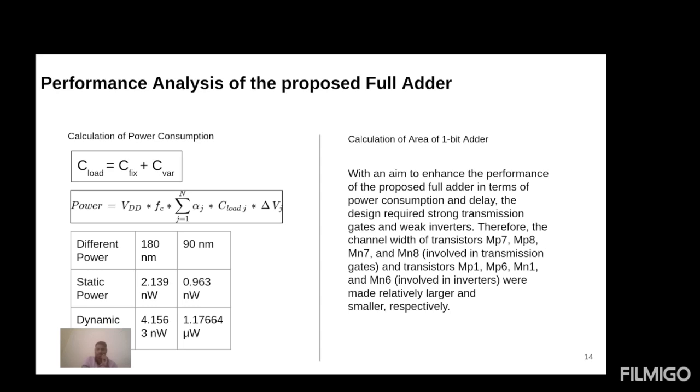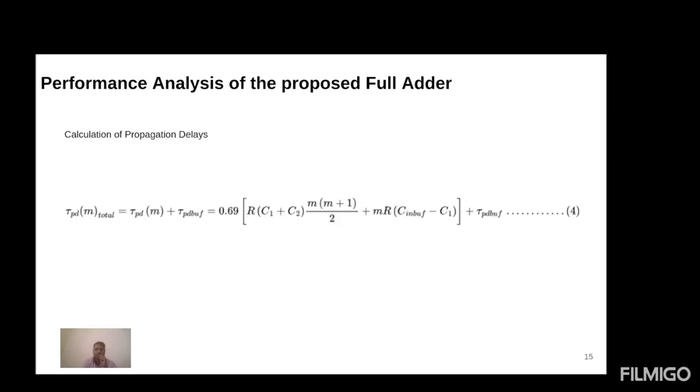So to do this, we have observed that with an aim to enhance the performance of the proposed full adder in terms of power consumption and delay, the design requires strong transmission gates and weak inverters. Therefore, the channel widths of transistors MP7, MP8, MN7 and MN8 involved in transmission gates, and transistors MP1, MP6, MN1 and MN6 which are involved in inverters, are made relatively larger and smaller respectively.